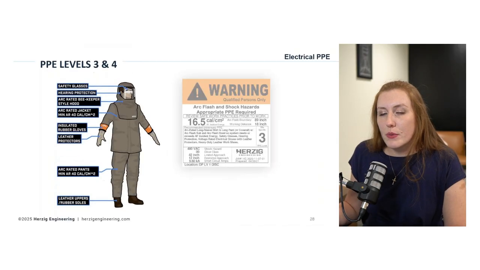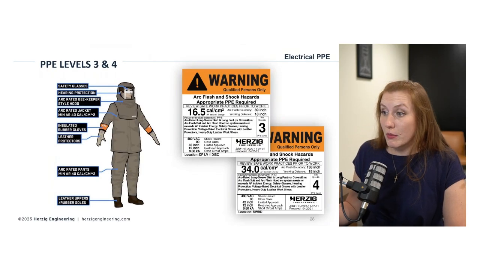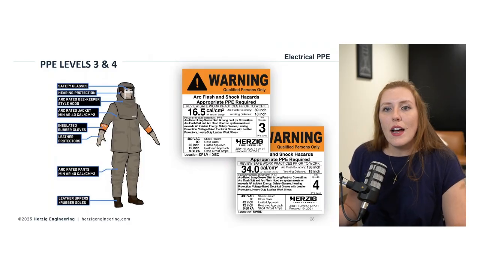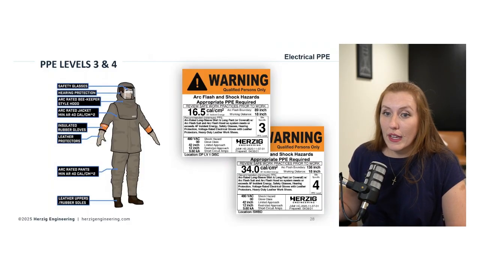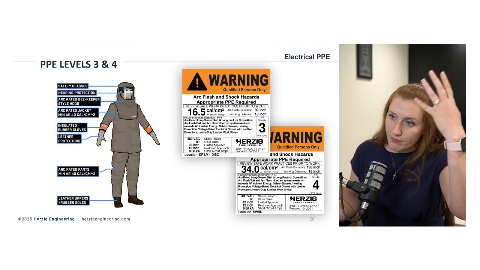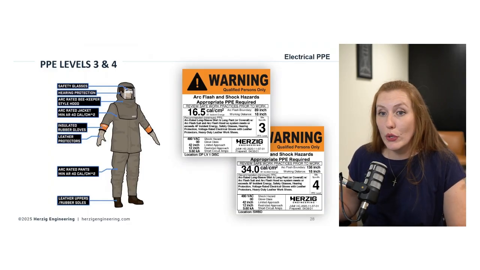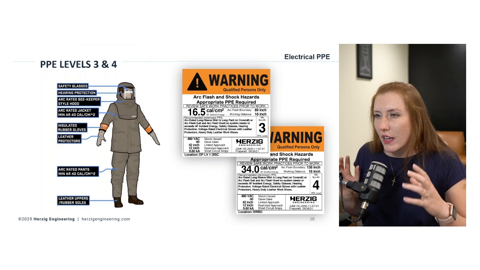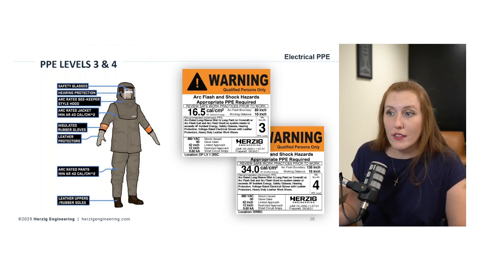Same idea for levels 3 and 4. So a lot of times people know, I go grab my Cat 4 suit because that's what it's labeled as. So it's a 40 cal suit, jacket and pants or coveralls with the arc flash suit hood, beekeeper style or lift front, safety glasses, hearing protection, both sets of gloves, and your boots. Now again, specifying this information on your labels takes out the guesswork, takes out any assumptions.